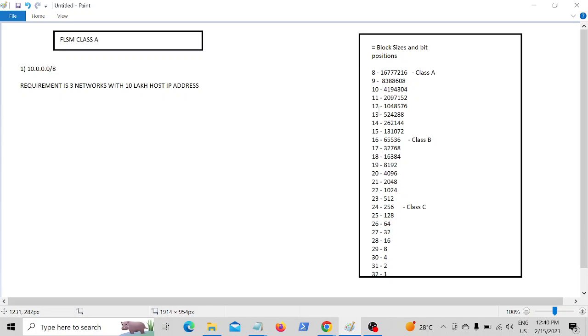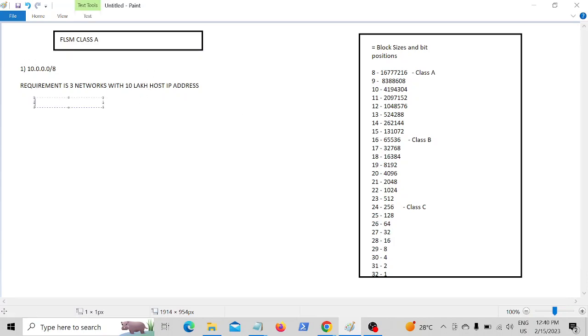Based on this requirement we have to choose. If you go for 11, it will be wastage. So we have to choose 12, as it is nearest to the requirement we have. So the best bit position is 12, and its block size is 10 lakh 48,576. This is the bit position and this is the block size.